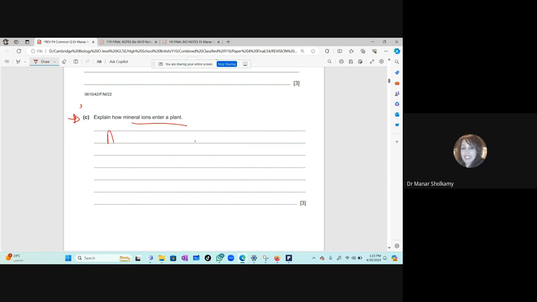Here, you will say active transport, but before that, what is the part of the plant that will absorb the ions? Root. Yes, the root hair cells. The root hair cell gives you a mark. So the root hair cell will do active transport, and then you will say everything you know about active transport.